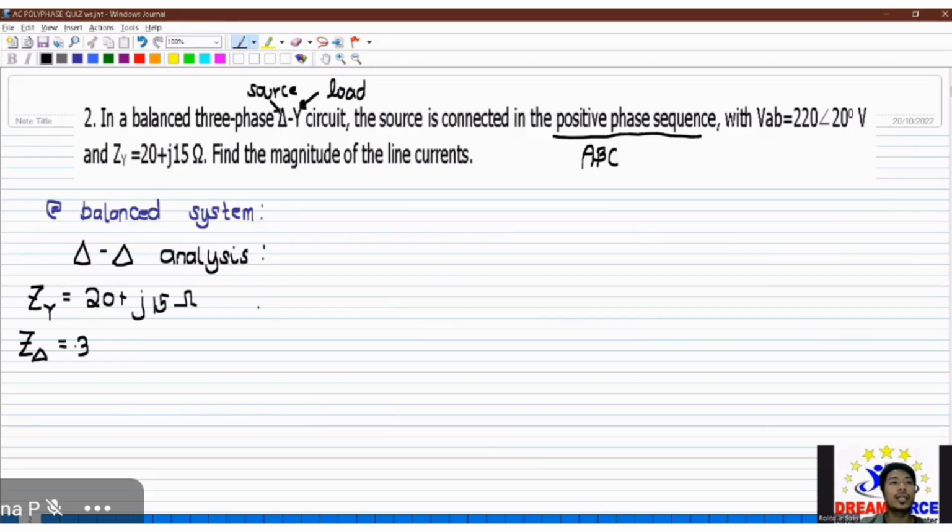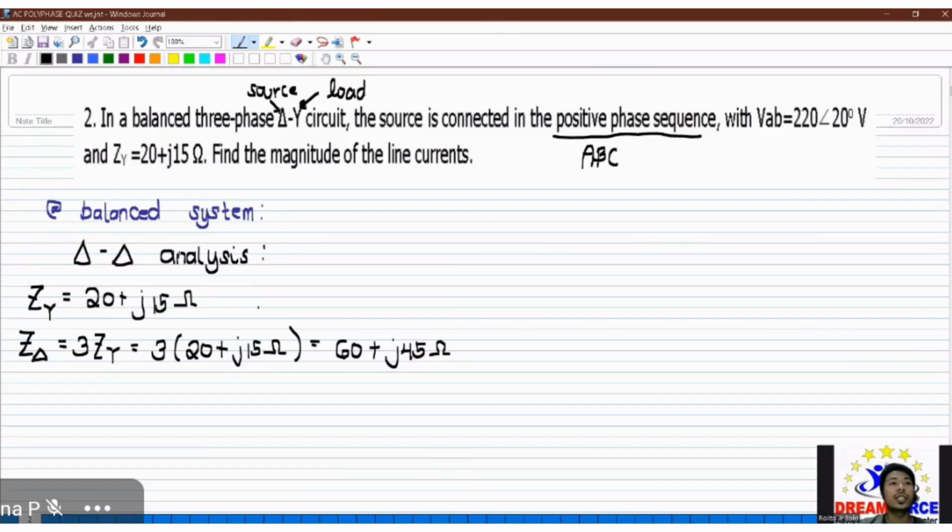So kapag balance, Z delta is just equivalent to thrice of your ZY. So therefore, let's just multiply a factor of 3 para maging delta po siya. So 20 plus j15 ohms, this is also equivalent to 60 plus j45 ohms. Okay, so since delta to delta na po siya, pwede na po nating makuha yung ating kuryente. But again, if you are dividing or pag gumamit ka ng Z, automatic, ang mindset mo dapat laging phase lahat ng values. Okay?